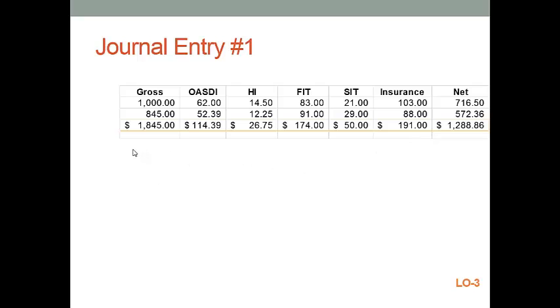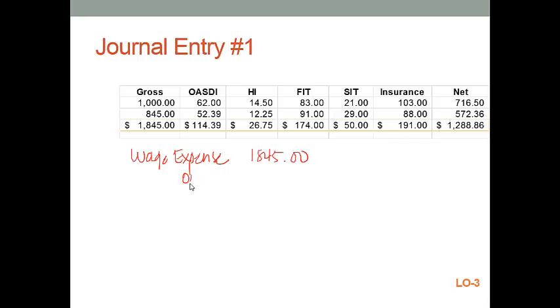So let's see what our journal entry would be. We're going to start out with wage expense. And the nice thing about payroll registers like this is they've already done the math for you. My gross pay is $18.45, so that's what I'm going to debit my wage expense for. And then I've got a bunch of credits for all of these deductions that are coming out of my gross pay.